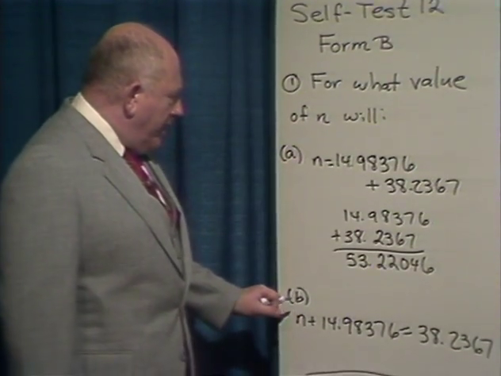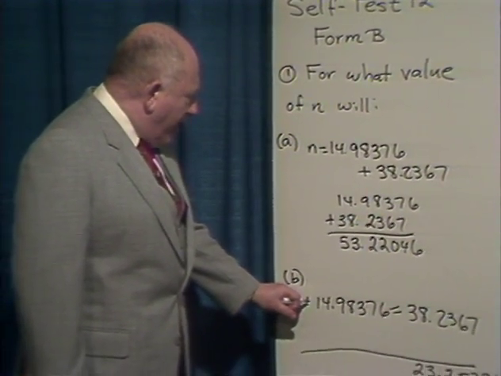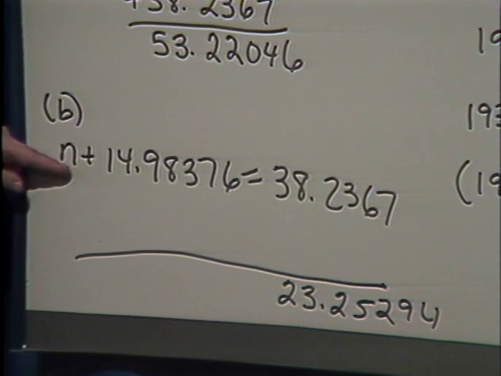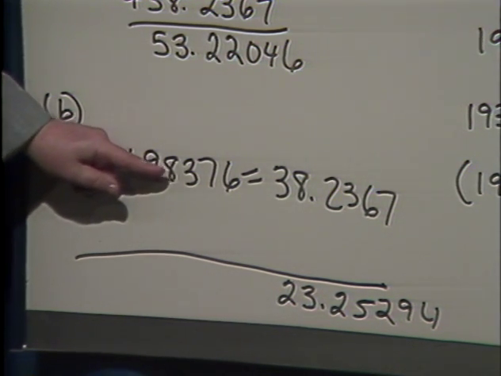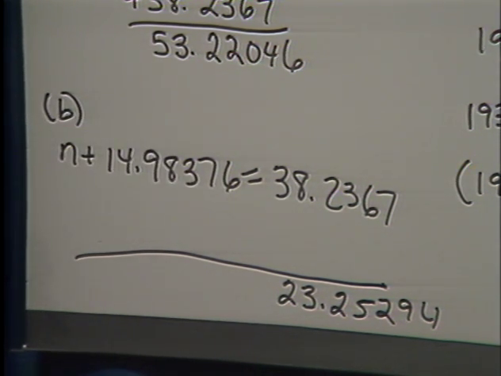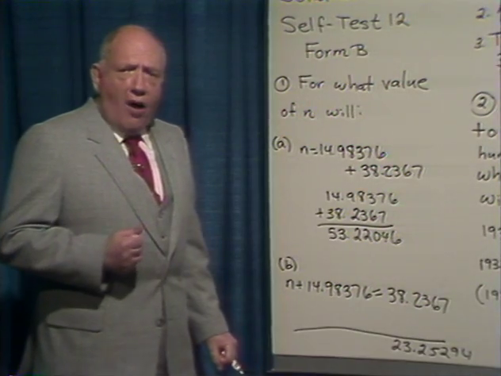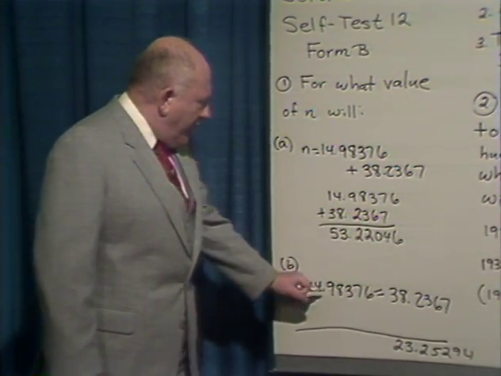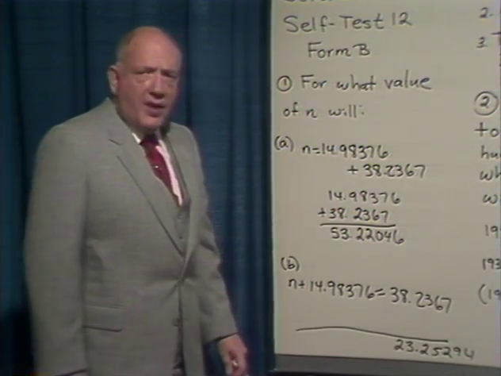Now you see in part B, this is what I meant. I've changed the equal sign and the plus sign around. So now the problem says, find the value of n if n plus 14.98376 equals 38.2367. The difference between A and B is that in A, n was all by itself on one side of the equal sign. In B, the n is mingled with numbers.